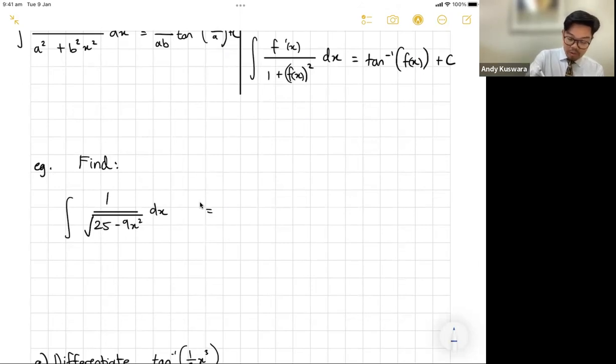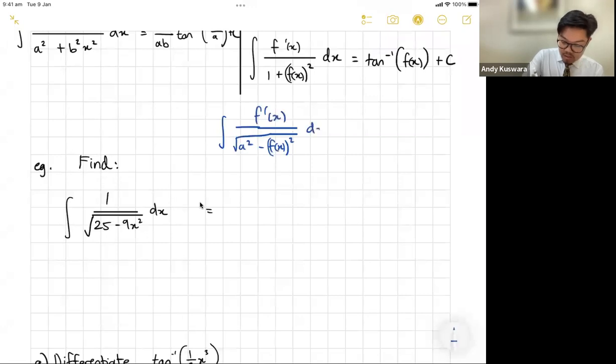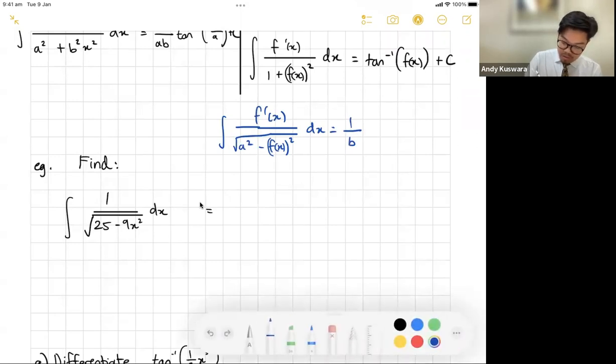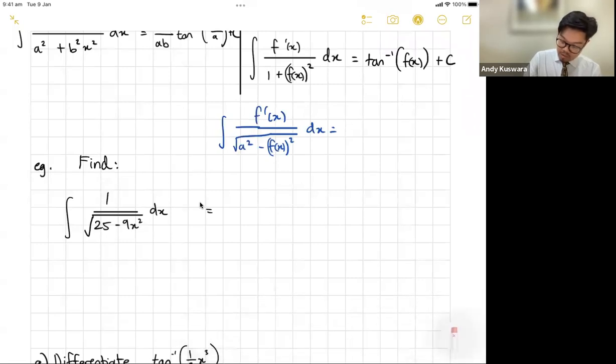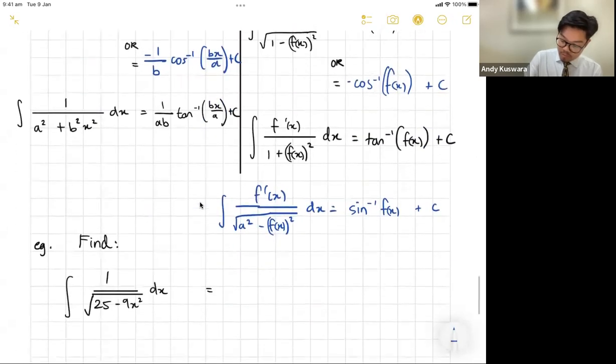Now, I'm just going to write down the formula from before. We know that the integration of f dash x over the square root of a squared minus f x squared, dx, should equal just sine inverse of f x on a, plus c. Okay, that there will be our formula.